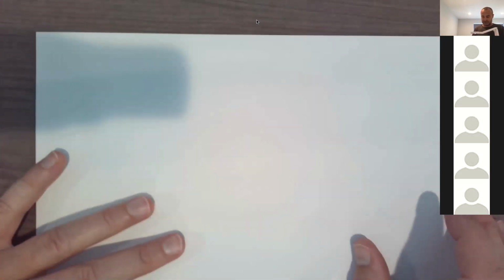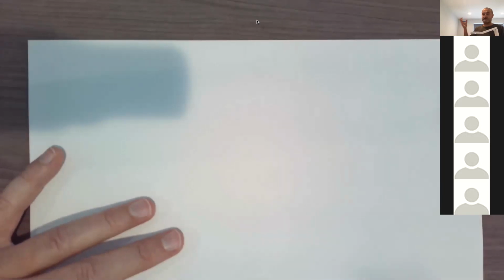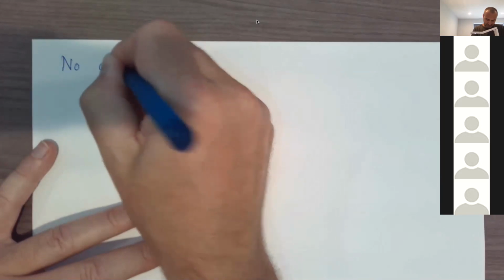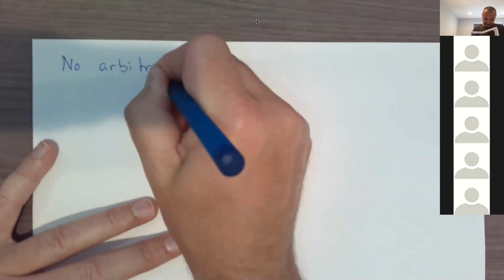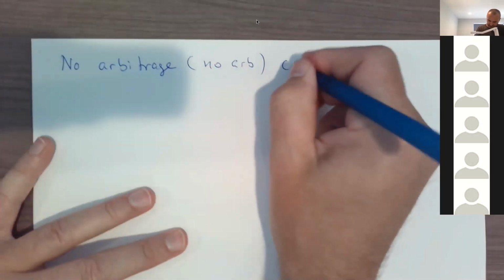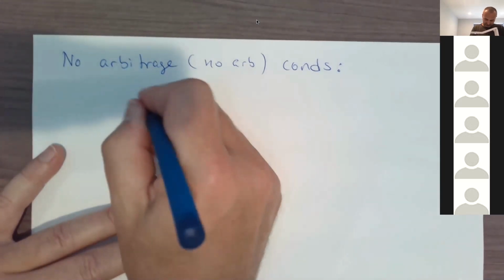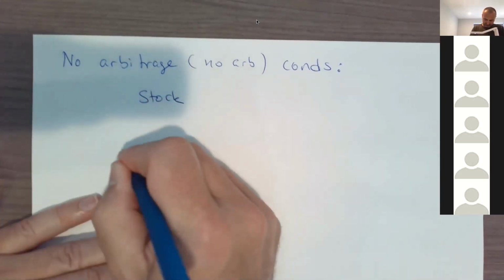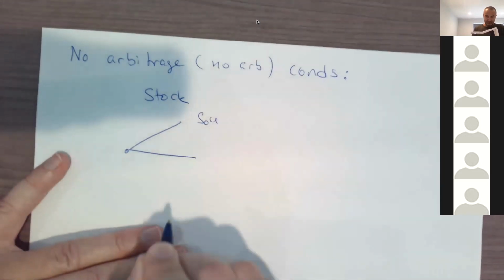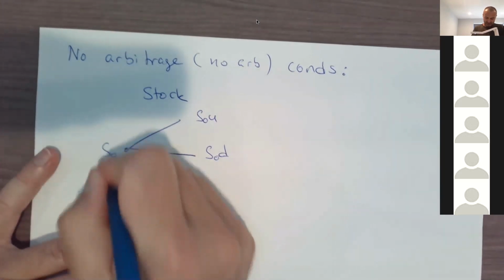The general model is given in terms of these U, D, and R. So, no arbitrage. This is also just called no arb. So no arbitrage conditions. We have the stock. He goes up to S0 times U, and he goes down to S0 times D. He starts out at S0.